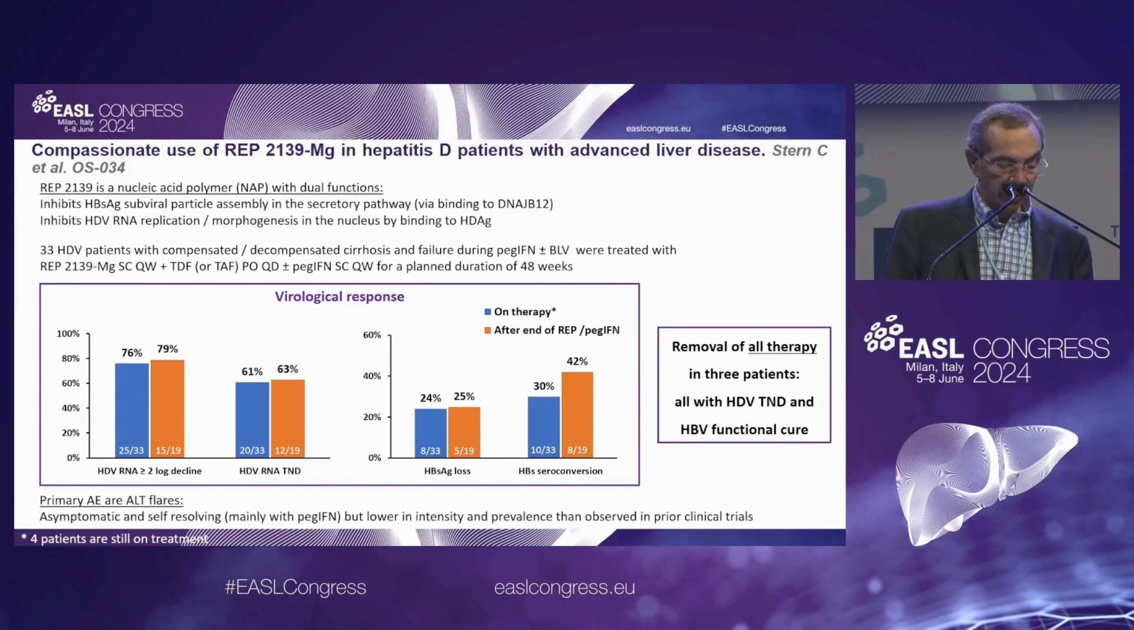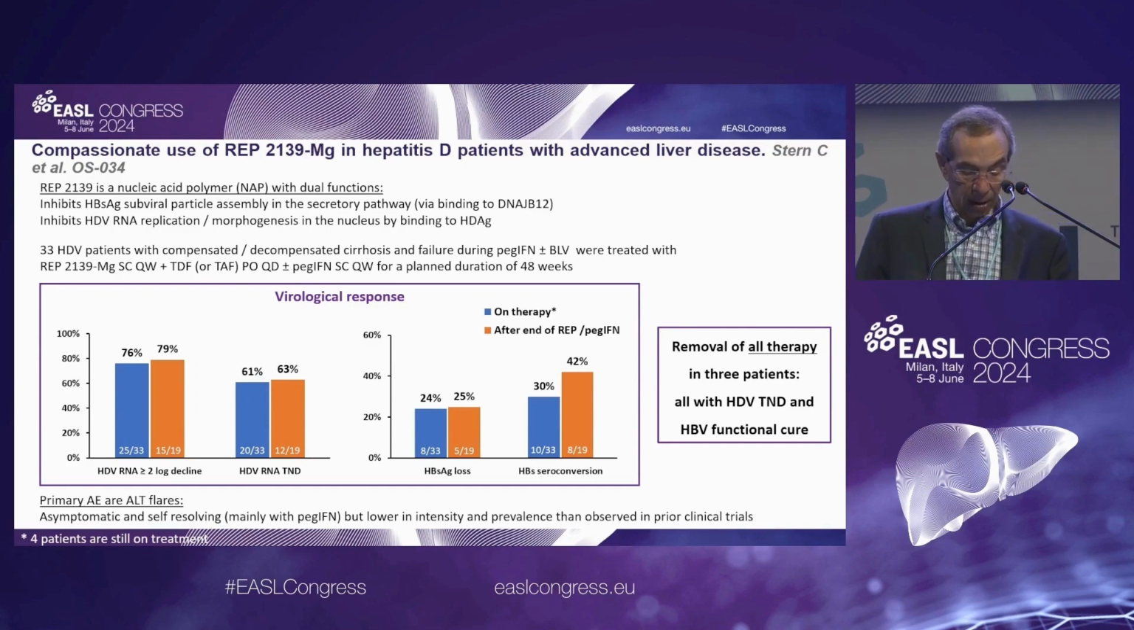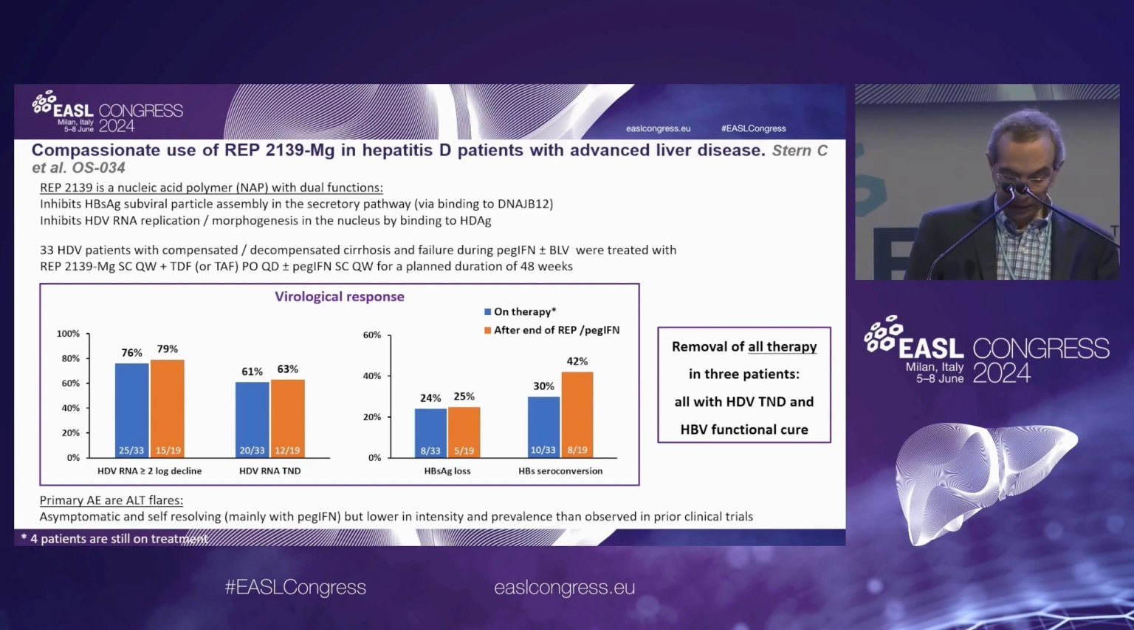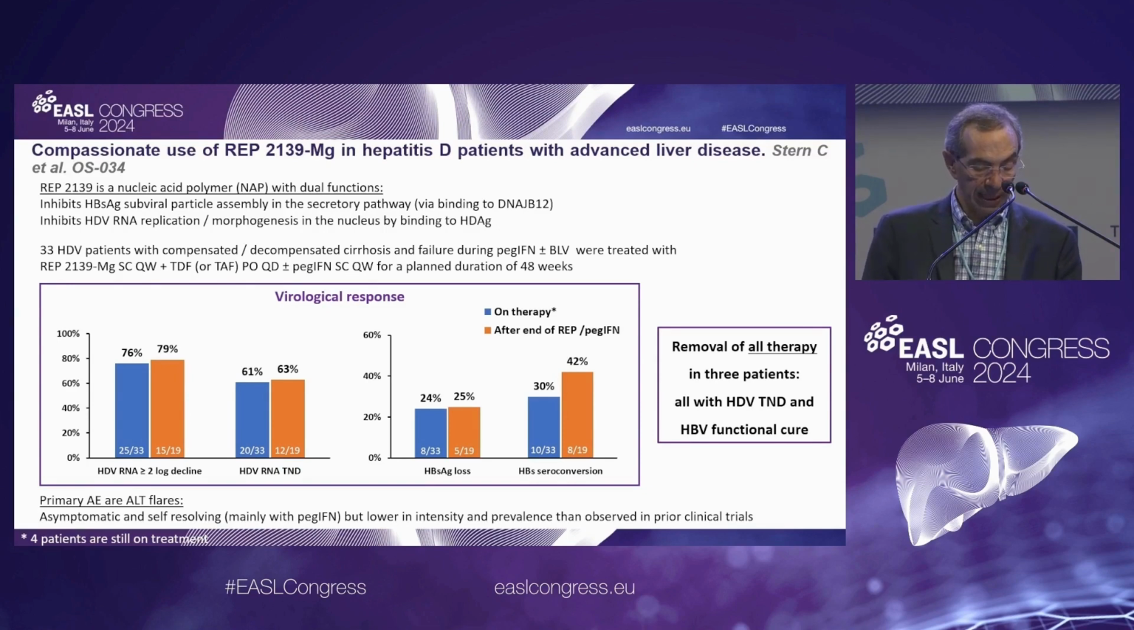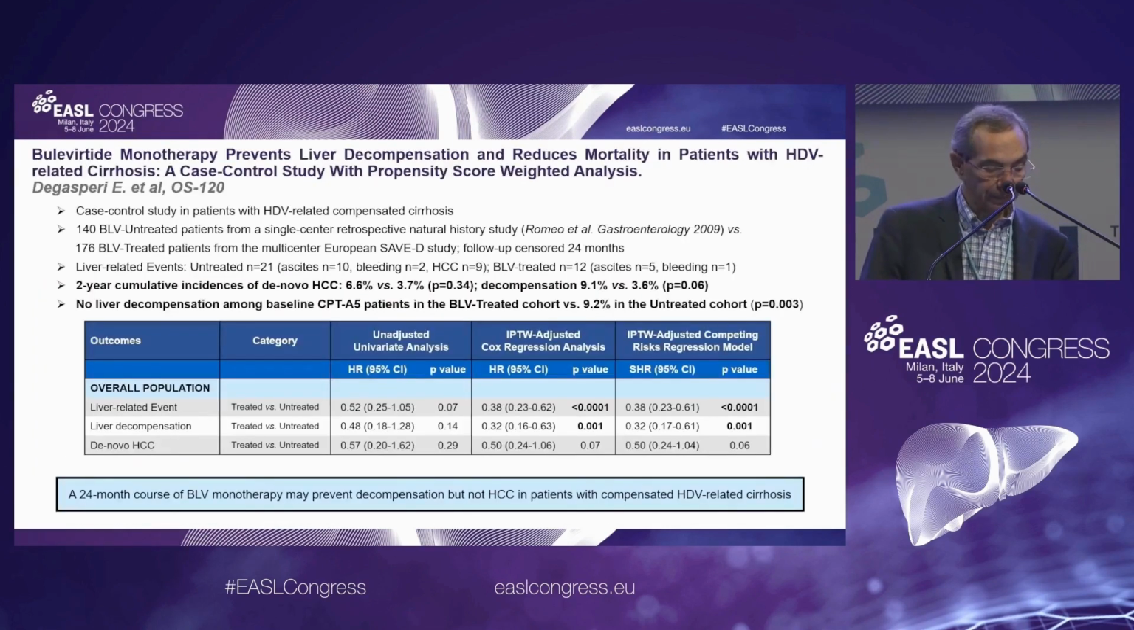We had an update of the compassionate use program of the nucleic acid polymer REP 2139 in hepatitis D patients with advanced liver disease, advanced cirrhosis, who failed previous treatment with pegylated interferon and/or Bulevirtide. It was shown that REP administration with or without interferon could lead to approximately 60% HDV RNA undetectability and HBsAg loss in 25% of these patients. So this is providing some very nice data to rescue patients who are failing the different lines of therapy.